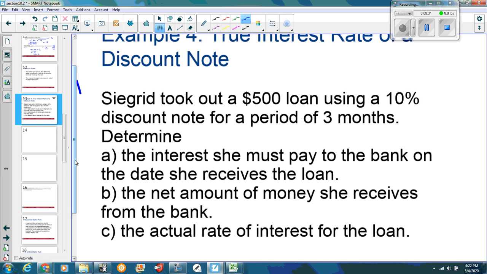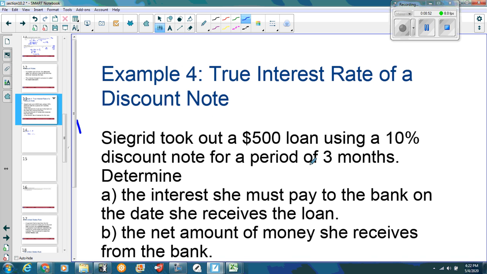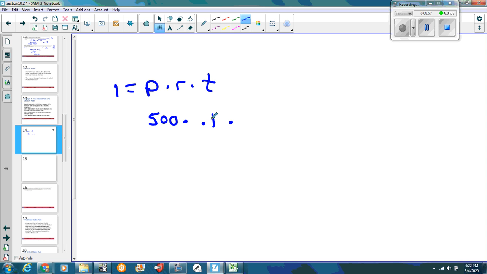Okay, so the interest would be, well, let me go to the next page. So the interest equals principal times rate times time. So the principal was 500. The rate was 10%, and the time, if I go back, was 3 months. And again, the 10% is yearly. So I'm going to do 3 divided by 12, so I can get it as for the year, and that's 1/4. So if you multiply those all together, that comes out to be $12.50. So that's how much interest she pays when she takes out the loan.